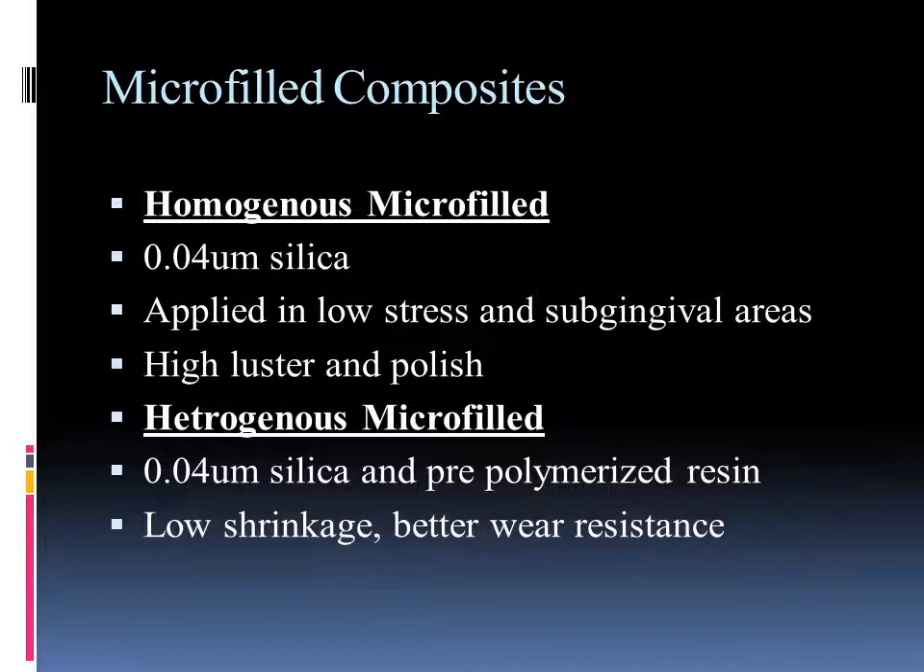The next are the microfill composites. As the name suggests, the filler content was less and the filler size was also small. The homogeneous microfill contained 0.04 micron silica, and they were only used in low stress and subgingival areas. What they lacked in mechanical properties, they made up for in their aesthetics. They have high luster and polish. Then the heterogeneous microfill, along with 0.05 micron silica, they also contain pre-polymerized resin, and they have better wear resistance and lower shrinkage.